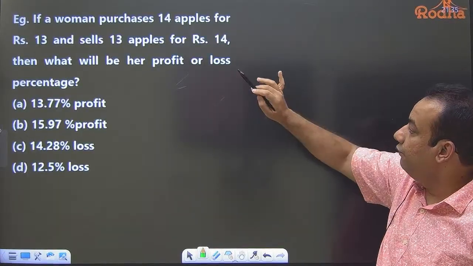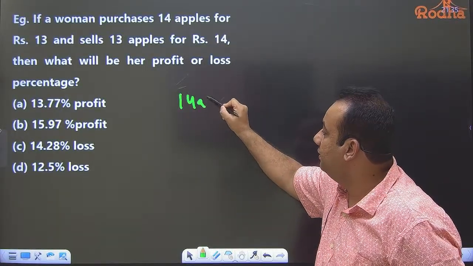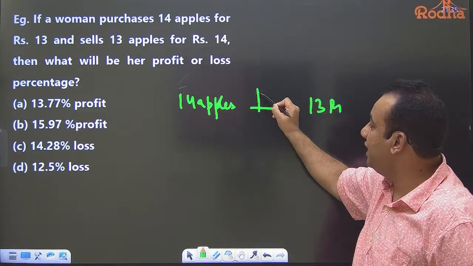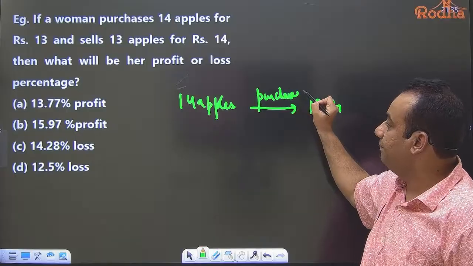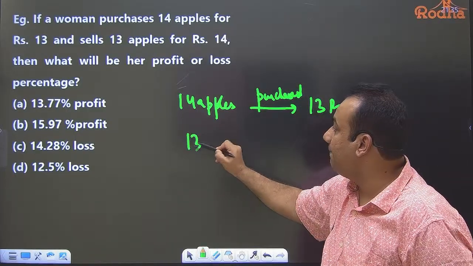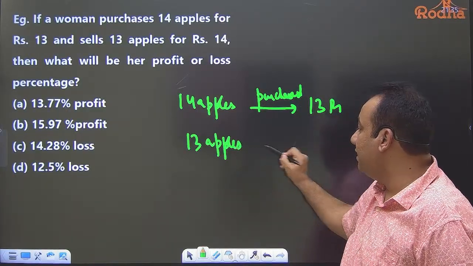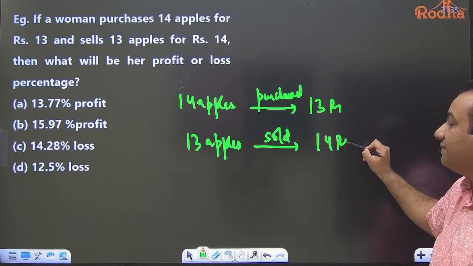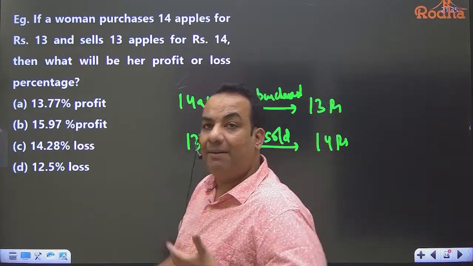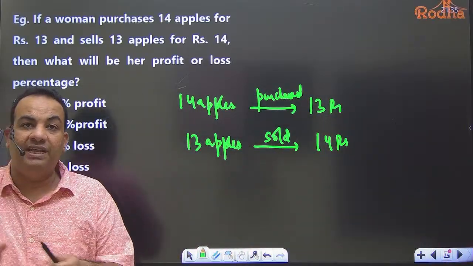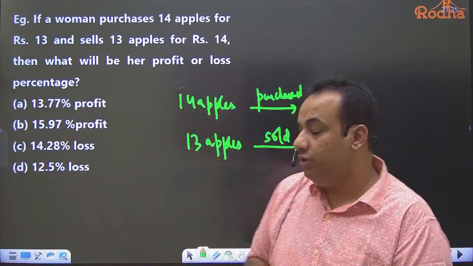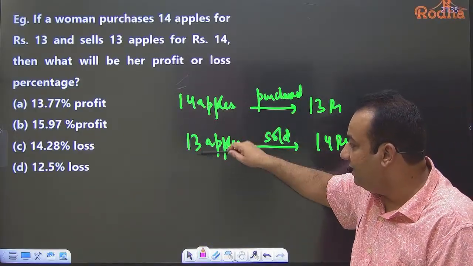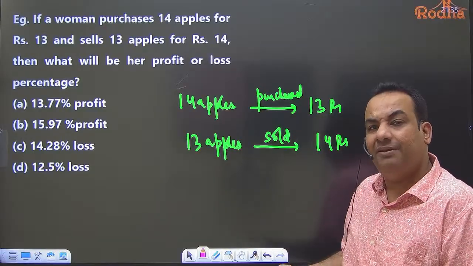Now see this. A woman purchased 14 apples for 13 rupees. And she sold 13 apples for 14 rupees. Remember that whenever they say that she purchased 14 apples in 13 rupees, it means every 14 apples she purchased in 13 rupees. And every 13 apples she sold for 14 rupees. Whenever you get this kind of question, make their quantity same. 14 and 13. LCM of 14 and 13 is 14 into 13 because nothing is common.